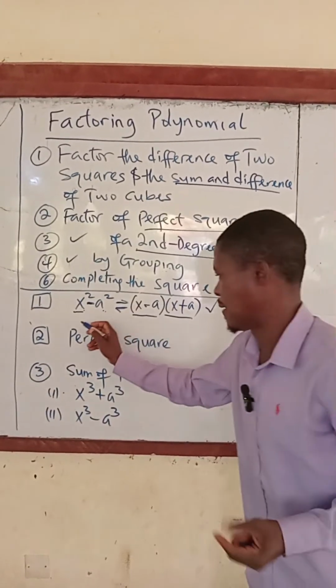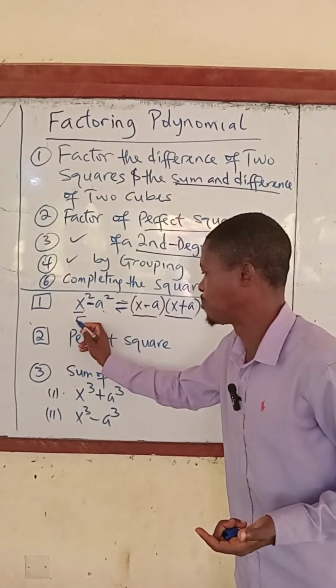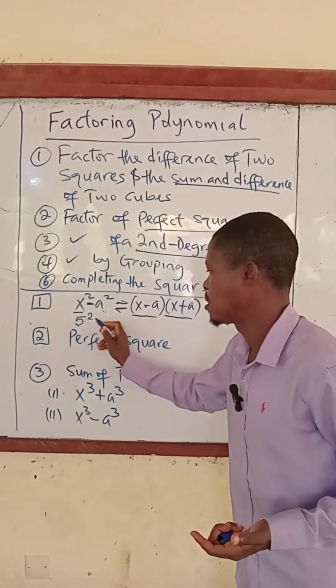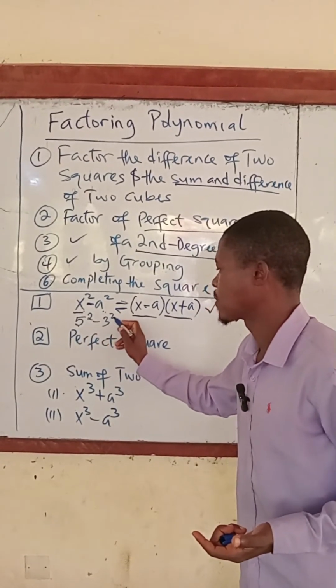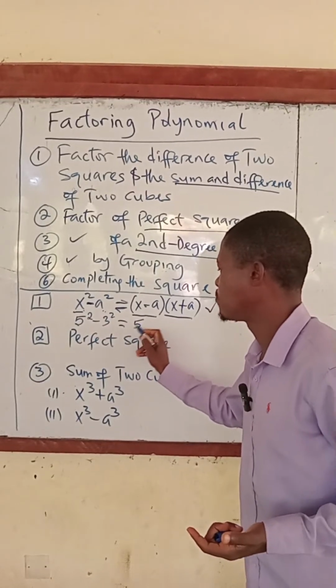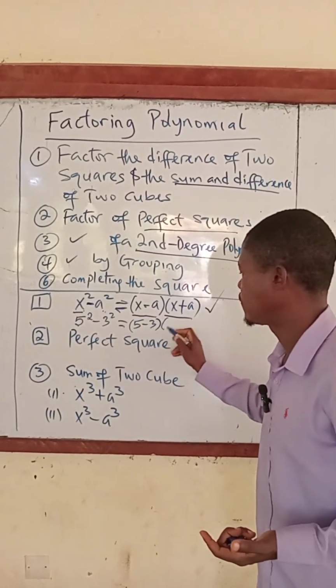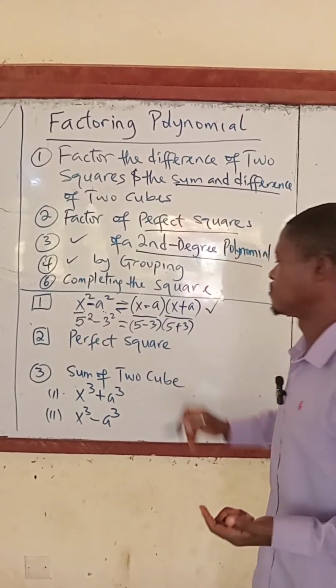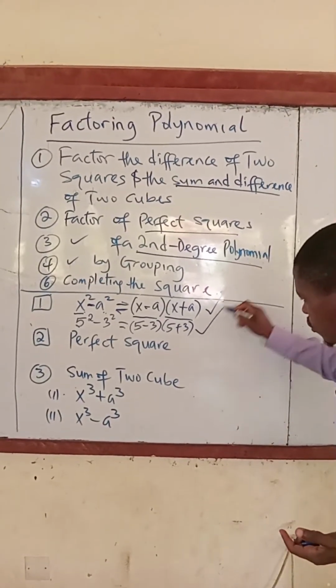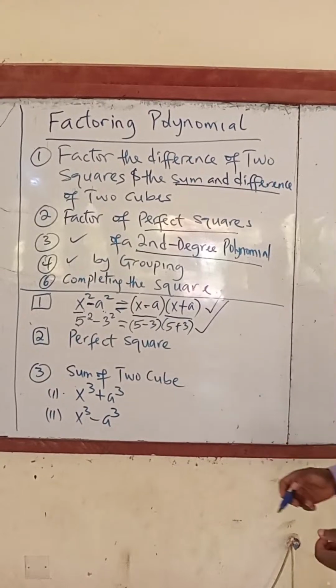Imagine you have probably a multiple here. It could be 5 squared minus 3 squared. That will give you 5 minus 3, and then 5 plus 3. Don't worry, we are going to play with a lot of questions for the first one.